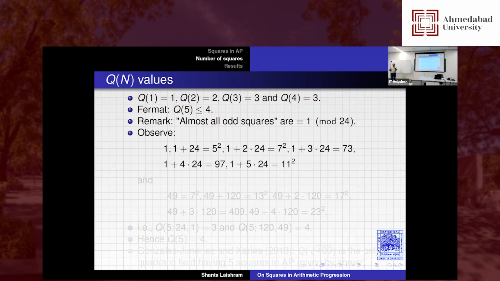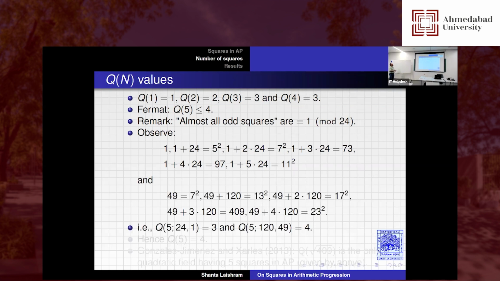Now I want to remark here, every square of an odd number is 1 mod 8, and if 3 doesn't divide, it's also going to be 1 mod 3, so 1 mod 24. Now I'm exhibiting a 5 term AP with 4 squares. So 1 plus 24 is a square, 1 plus 2 into 24 is a square, 1 plus 3 into 24 is not a square. So you have a 6 times AP with 1, 2, 3 squares, and one square.